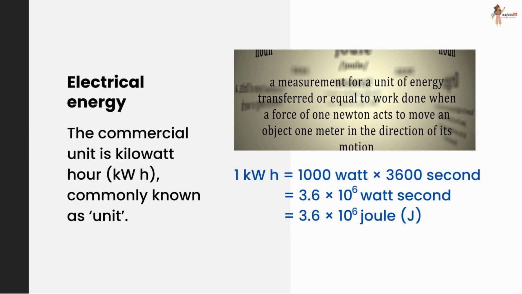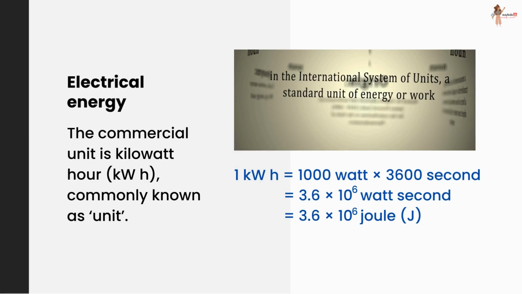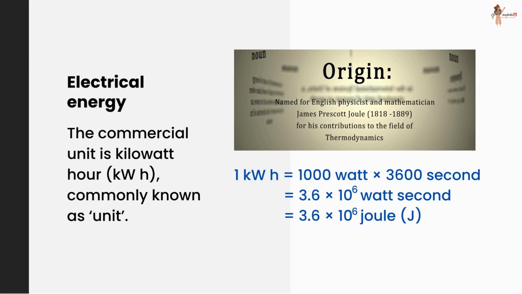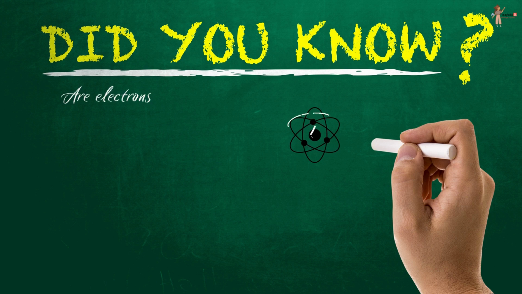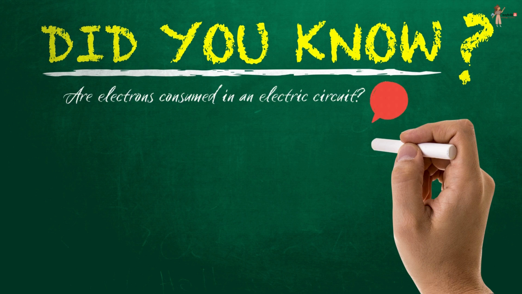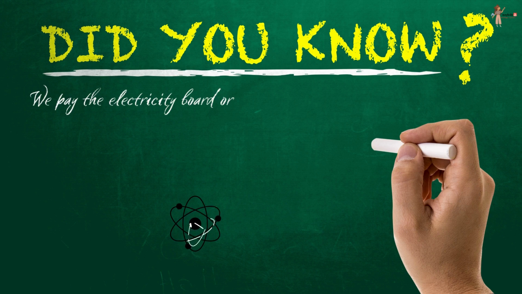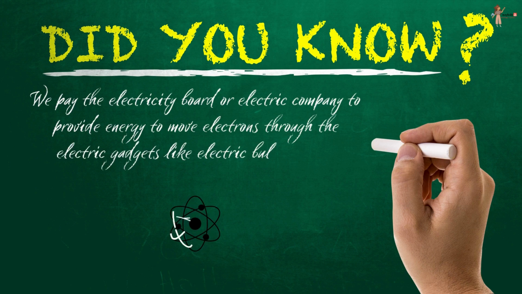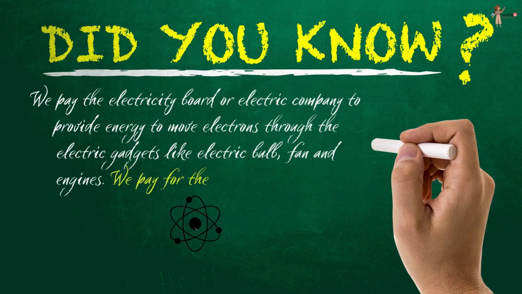Kilowatt-hour equal to 1000 watt into 3600 seconds, which is equal to 3.6 into 10 raised to the power 6 watt second, which is called joule. Many people think that electrons are consumed in an electric circuit. This is wrong. We pay the electricity board or electric company to move electrons through the electric gadgets like electric bulb, fan, and engines. We pay for the energy that we use.